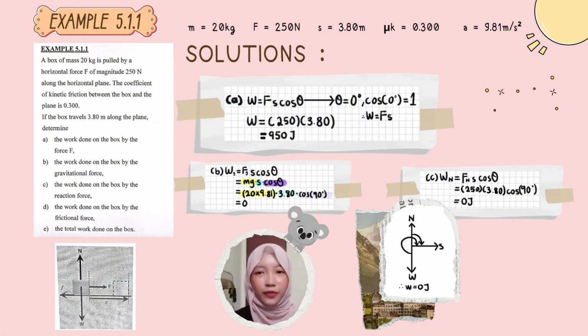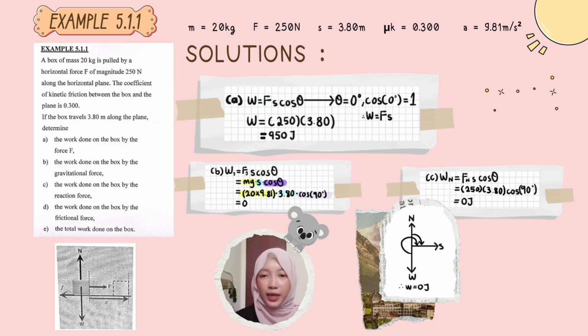Now I will explain example 5.1.1. A box of mass 20 kg is pulled by a horizontal force F of magnitude 250 Newton along a horizontal plane. The coefficient of kinetic friction between the box and the plane is 0.300. If the box travels 3.80 meters along the plane, determine A, the work done on the box by the force F, B, the work done on the box by the gravitational force, C, the work done on the box by the reaction force, D, the work done on the box by the frictional force, E, the total work done on the box.